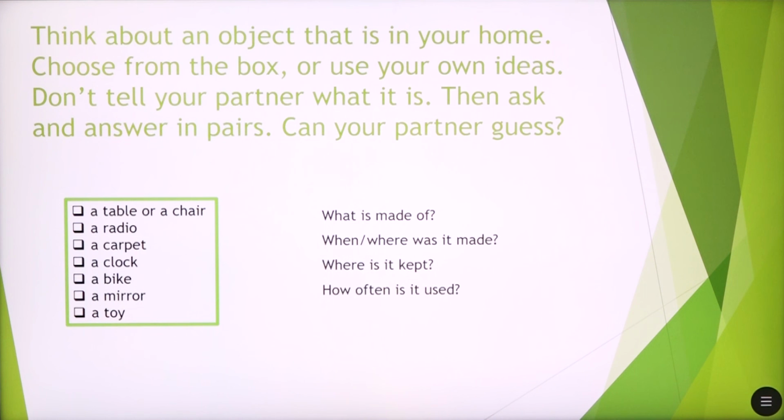So you're going to ask about one of the things here in the box. For example, a table or a chair, radio, carpet, clock, bike, mirror, toy. Ask him or her what it is made of, when and where it was made, where it is kept, and how often it is used. Try to have a conversation.